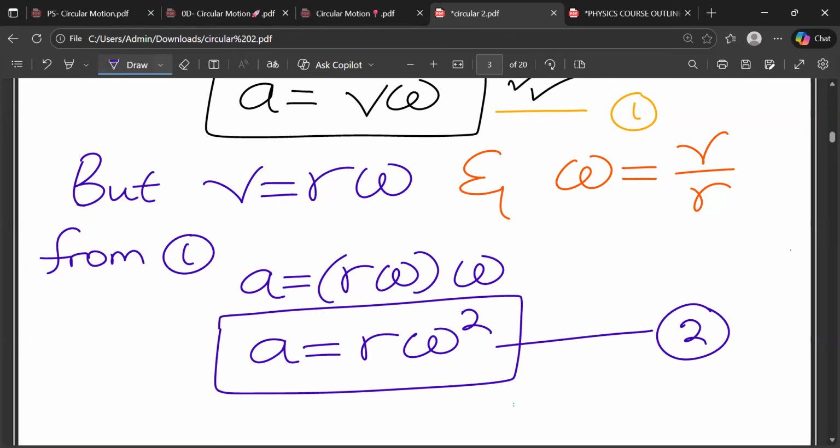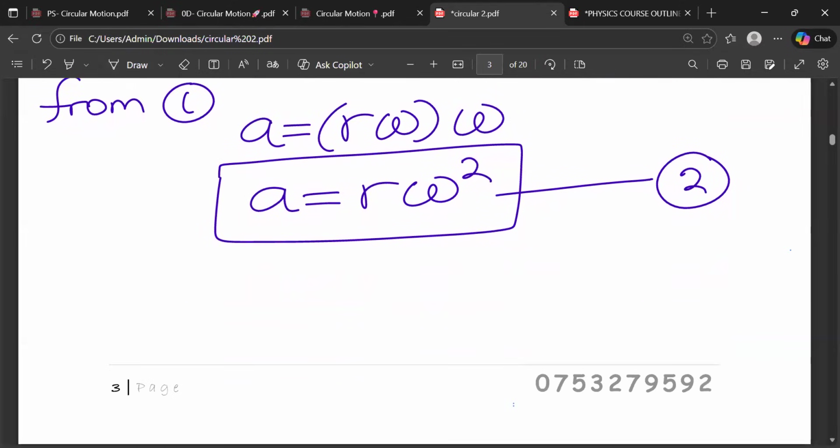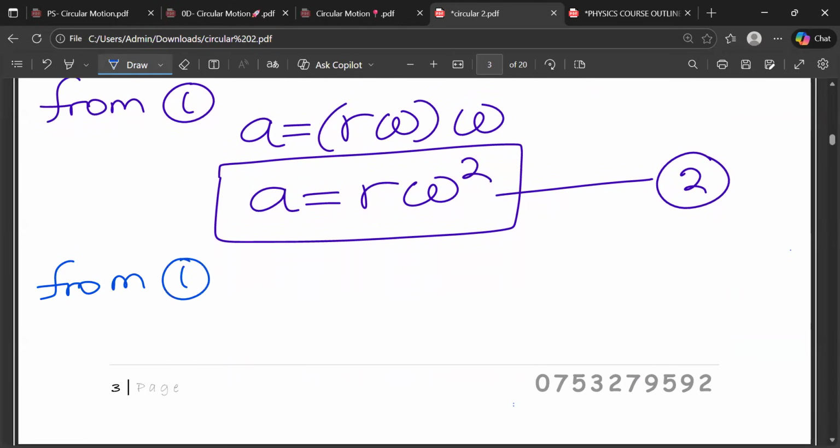And you need to be knowing all of them so that you look at what has been provided and understand which formula you can really use. You know that omega is what? V over R, isn't it? Omega is V over R. So I'll come and say, still from the first equation, or you can even just substitute in this one.